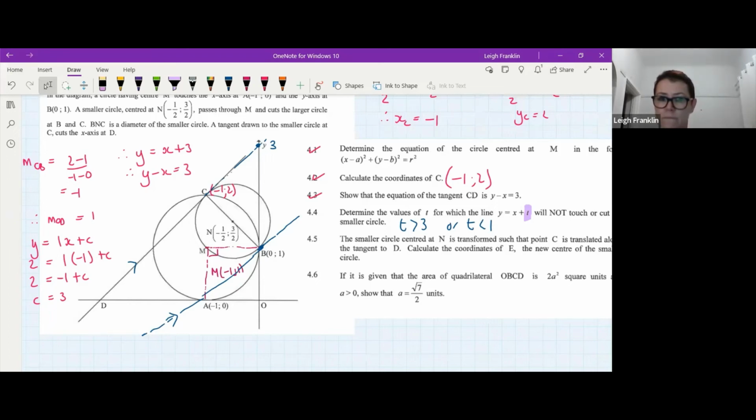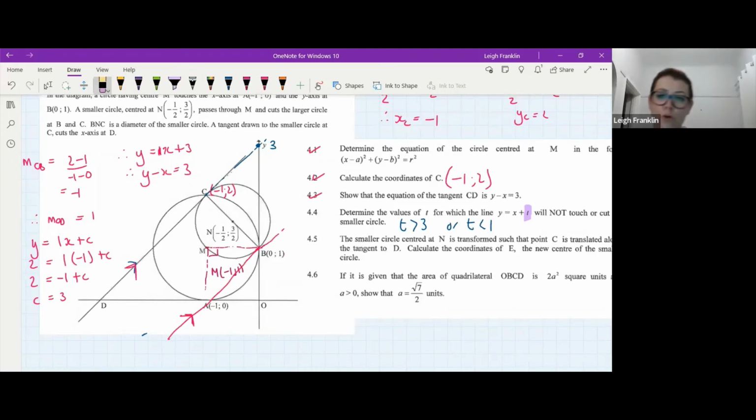Ma'am, can you please explain again? Sure. Okay. So when they are talking about the line y equals x plus t, it's parallel to DC because it has the same gradient. The gradient of this line over here, of line CD, is 1. Sorry, I put it is 1. So if we draw another line over here that's parallel, these lines are parallel to one another, they have the same gradient. When this goes through the y-axis over here, the y-intercept is equal to 1 at that particular point.